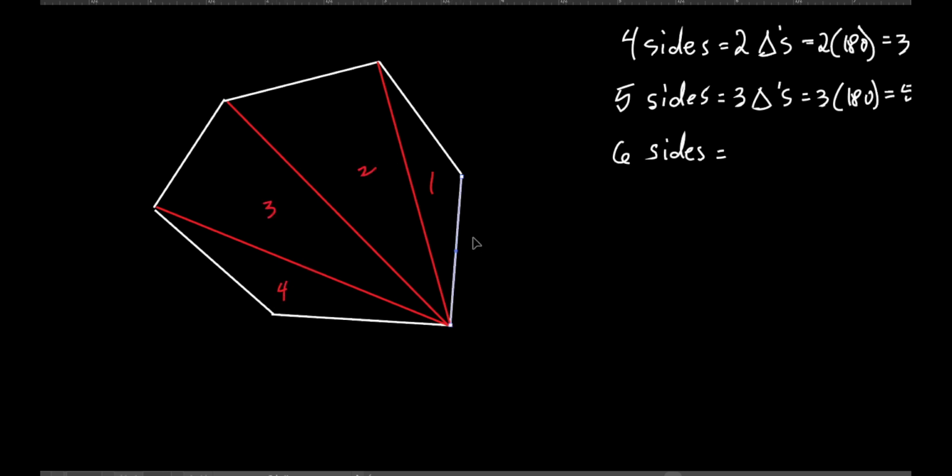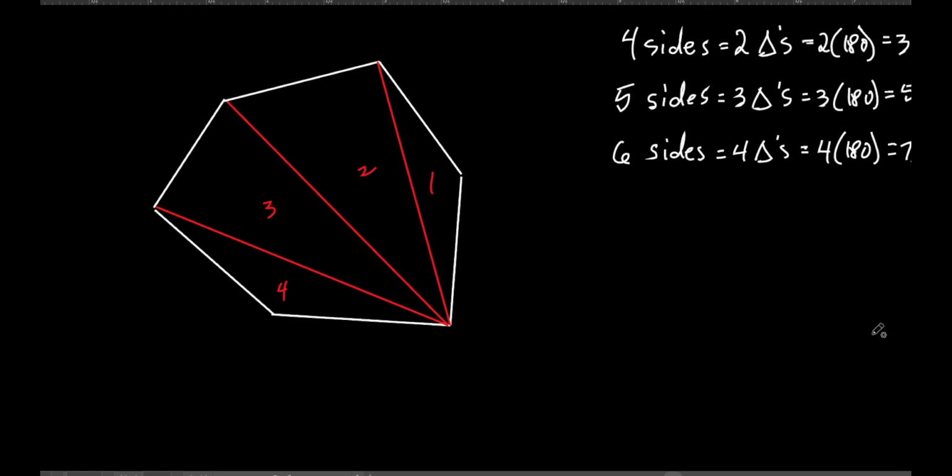So I've got 4 triangles. I'm starting to see a little pattern developing here. Do you? So if I got 6 sides, how many triangles am I going to have? I'm going to have 4 triangles. And how do I find the sum of all the angles of that? I go 4 times what? 180, and that equals 720.